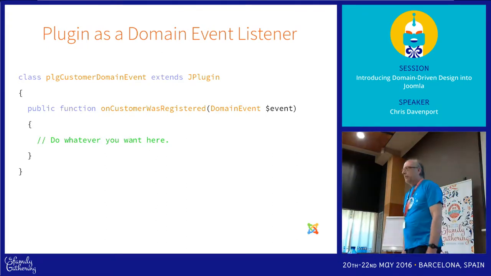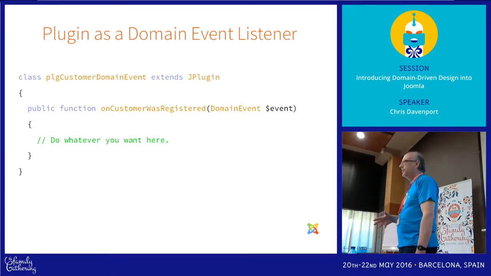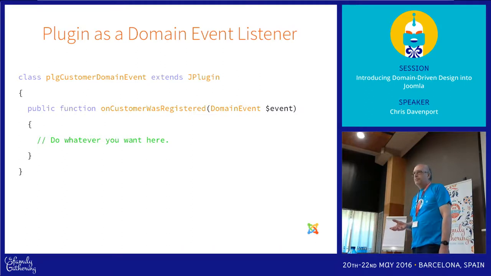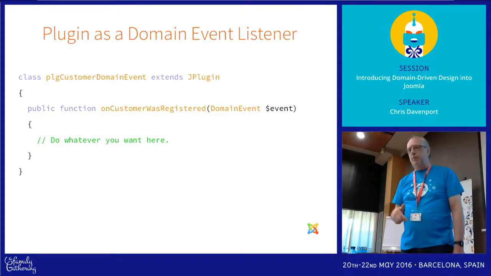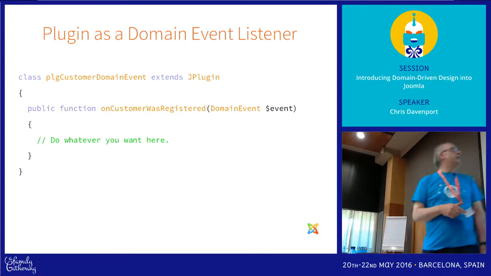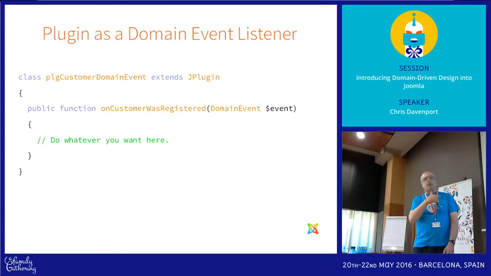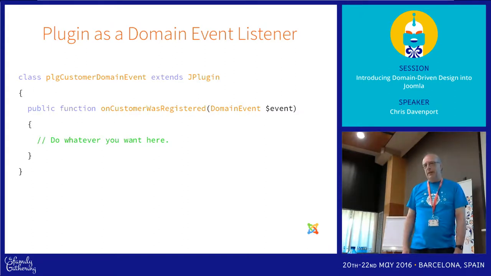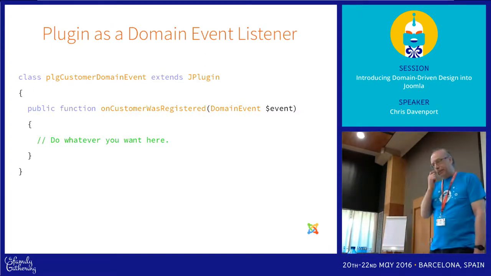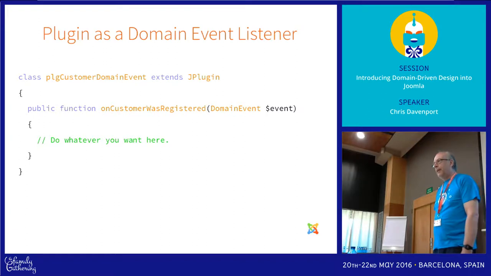And the other way you can set up listeners is just as regular Joomla plugins. By default, there is a plugin group called Domain Events, and this will get called with events like on customers registered. You've got an on customers registered method there, and that method will get called, and you can do whatever you want in that. I'll take questions.